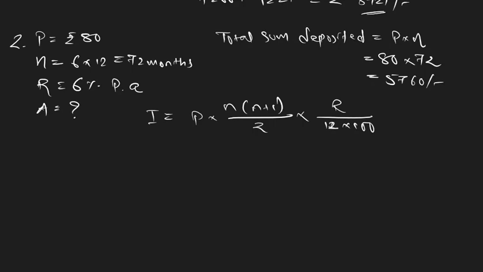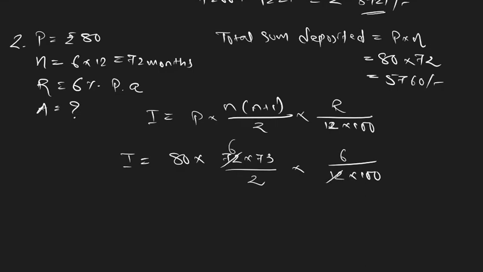Okay, so let us find the interest with the help of the formula. 80 into n is 72, so 72 into 73 the whole upon 2 into R is 6 the whole upon 12 into 100. Anything cuts directly. 12, 6s are 72, 2, 3s are 6. The 0 over here and the 0 of 80, that is 8 is remaining. I'll keep the 10 over here as it is. I'll write interest as 8 into 3 into 73 into 6 the whole upon 10.